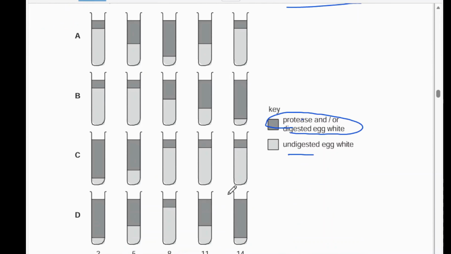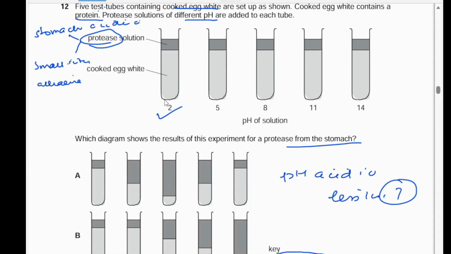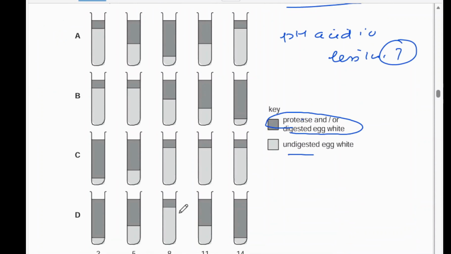No, wait. The pH is acidic. Acidic pH is less than 7. So there would be more digestion in 2 and less digestion in 5. There would be no digestion above 7. No digestion, so it's C. So there would be no digestion in this part. Okay?